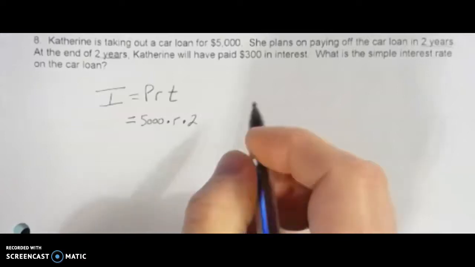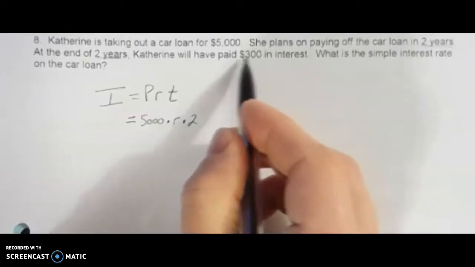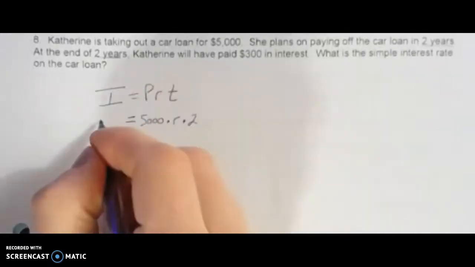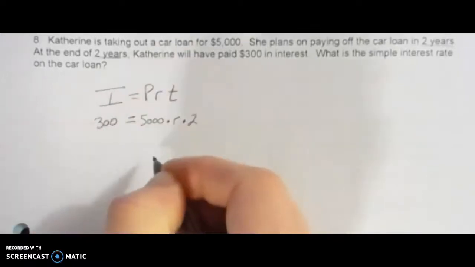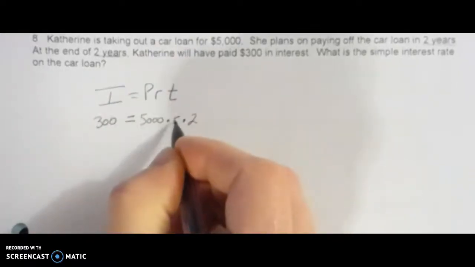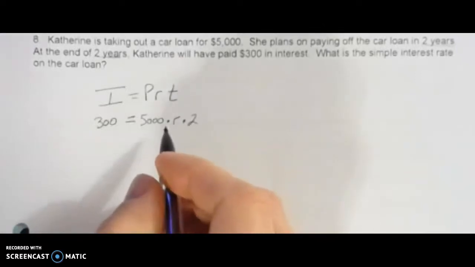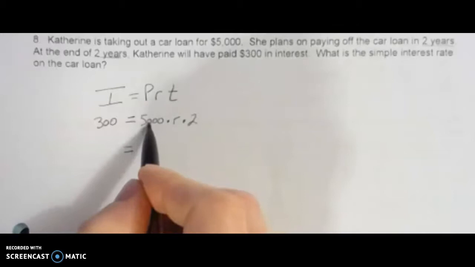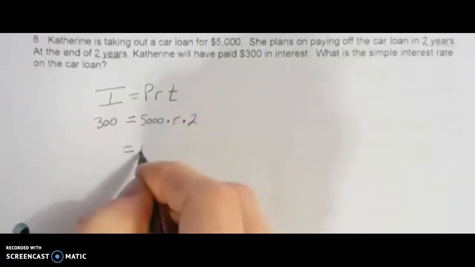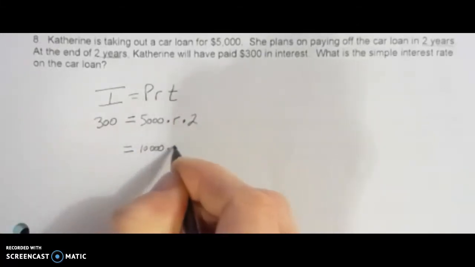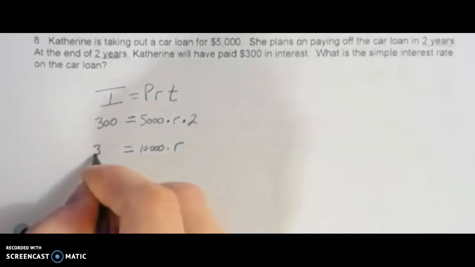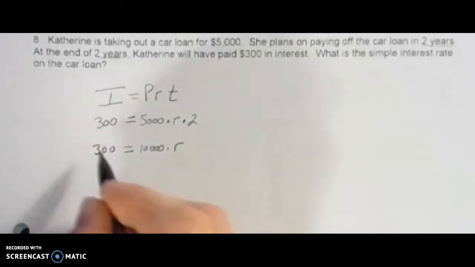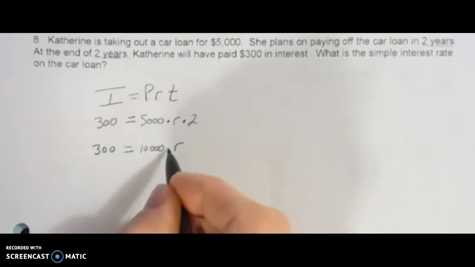They also told us right here that she will have paid $300 in interest. So the interest amount, I, is 300. Again, they want to know the value of R, the interest rate. Looking at my equation, on the right-hand side, I can do 5,000 times 2, which is 10,000, times R. And on the left, that's still 300. So 300 equals 10,000 times R.